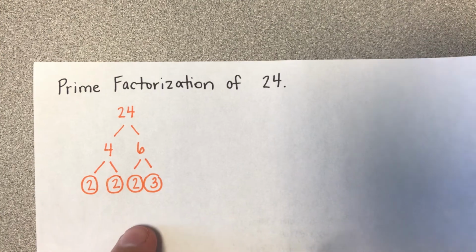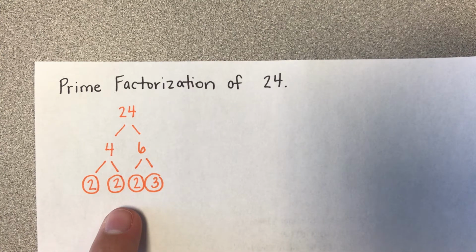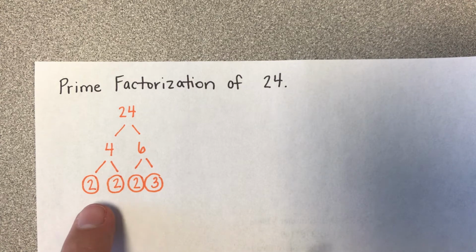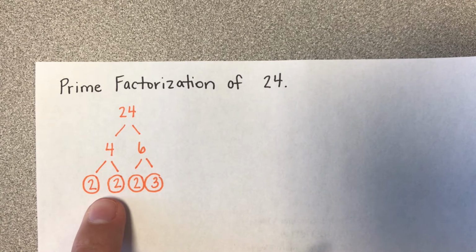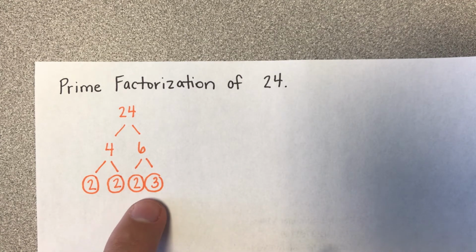Now let me just double check that these numbers that I've circled actually do give me 24. So 2 times 2, 4. 4 times 2 is 8, and then 8 times 3 does give me 24. So I did do it correctly.